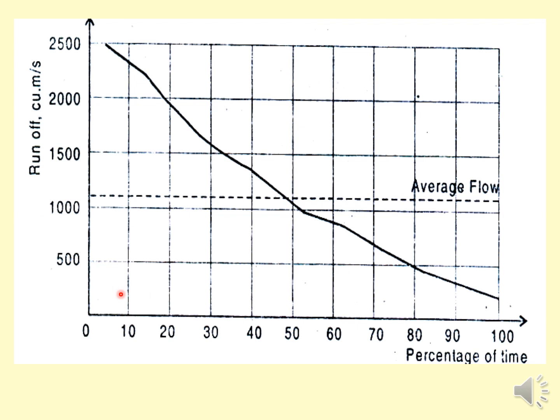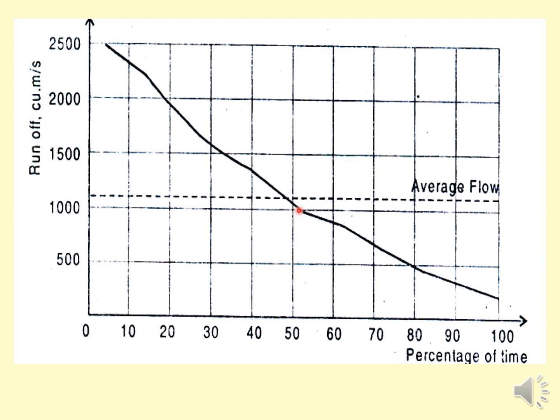See, now that is percentage. So runoff we can have on the y-axis, and percentage 10%, 20%, 30%, up to about 80%. So we can measure 2500 cubic meter per second is how much percentage for that year or for that period. That is only 5% you can see.